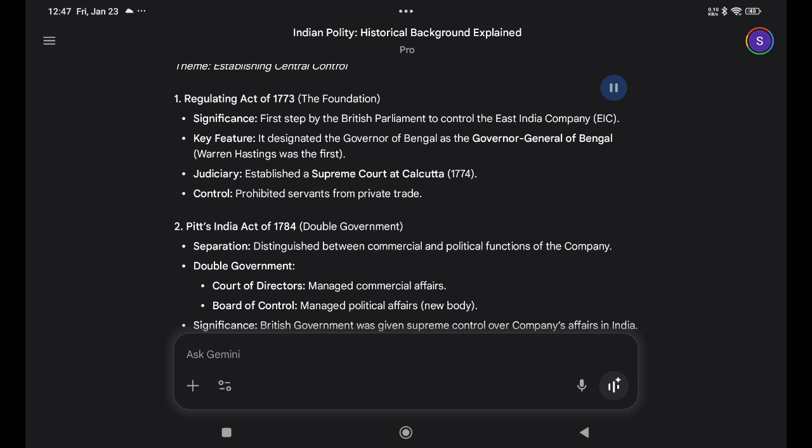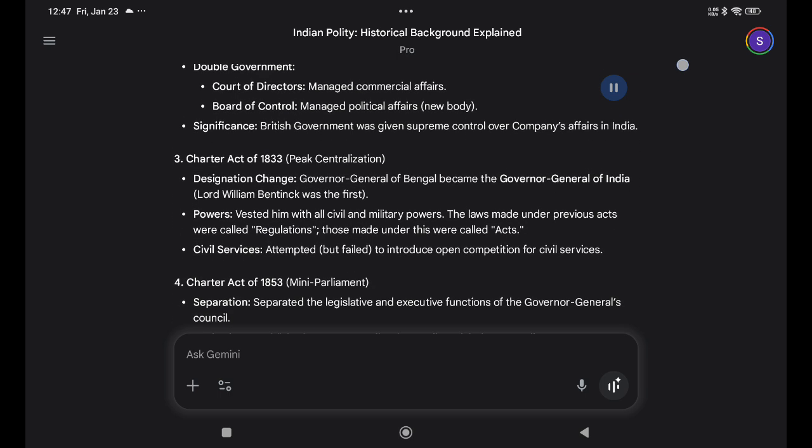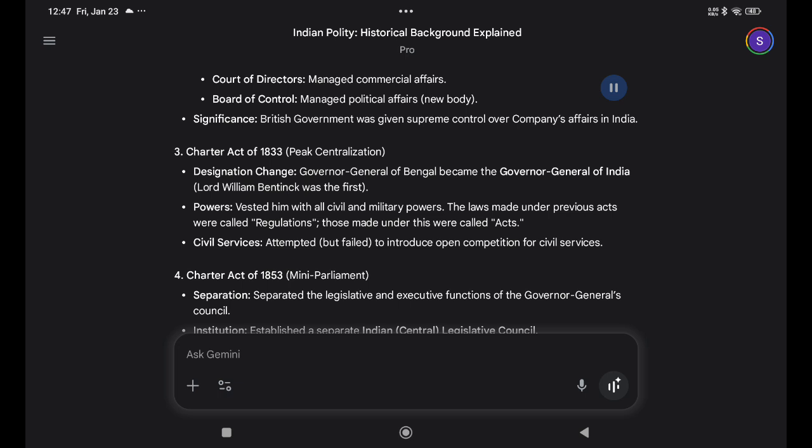2. Pitt's India Act of 1784, double government. Separation: distinguished between commercial and political functions of the company. Double government. Court of Directors managed commercial affairs. Board of Control managed political affairs, a new body. Significance: the British government was given supreme control over the company's affairs in India.